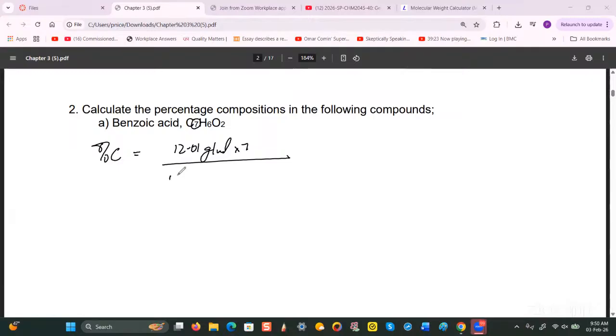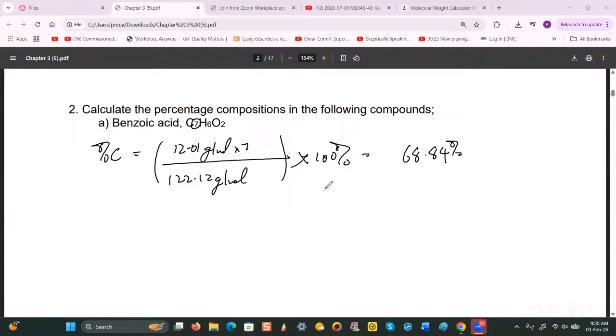122.12 grams per mole times 100%. All of this here, after you work it out, you multiply by 100%. All right, so let's see what that gives. 12.01 times 7 divided by 122.12, and then I multiply by 100%. And according to my calculation, rounded off to 3 sig figs, is going to be 68.84%. And that's it for carbon.